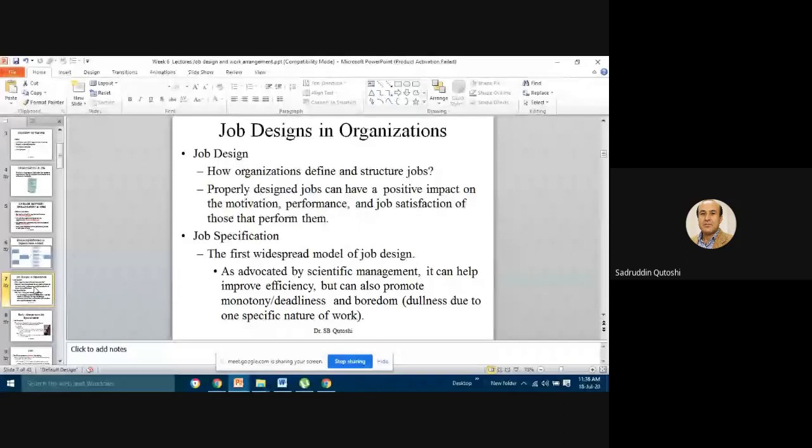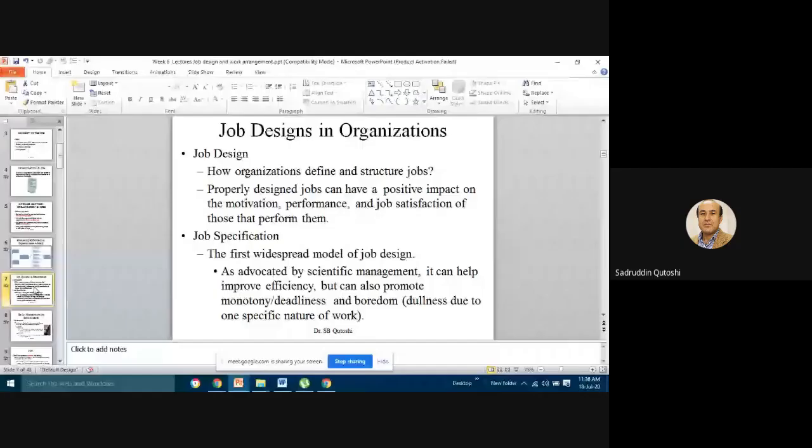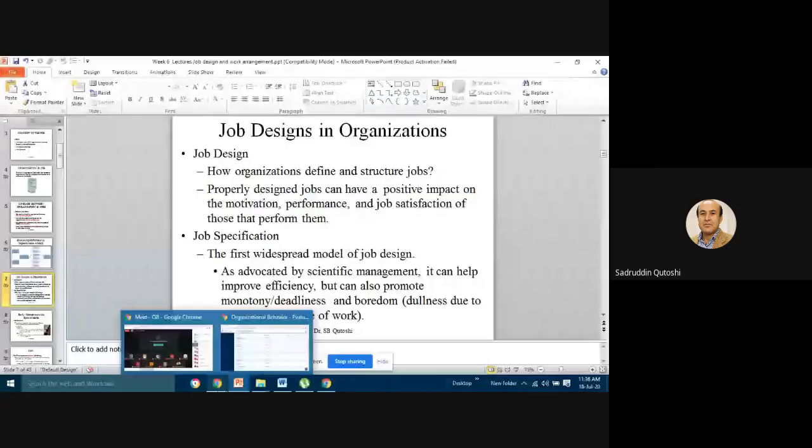So you need to be very conscious about properly designed jobs, which can definitely improve performance in the organization, because they have a positive impact on the motivation of the people. If you guide the people, this is your TOR, this is your task, this is your role, and this is your responsibility, at the end, we expect you to achieve the objective of your task.